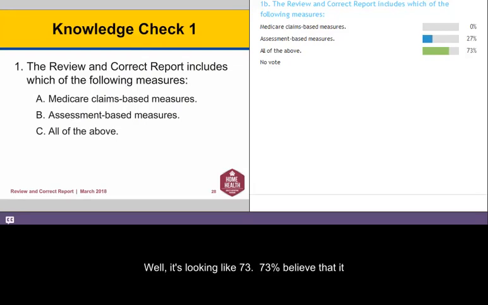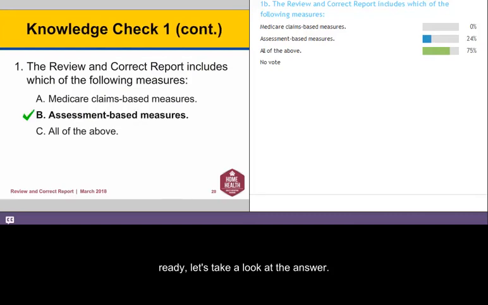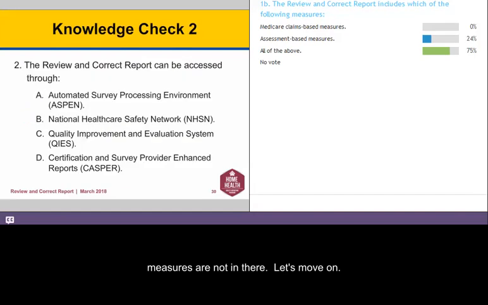Well, it's looking like 73% believe that it is both Medicare claims measures and assessment-based measures. If we are ready, let's take a look at the answer. Assessment-based measures are in the Review and Correct report. The claims-based measures are not in there. Let's move on. Let's try another question.